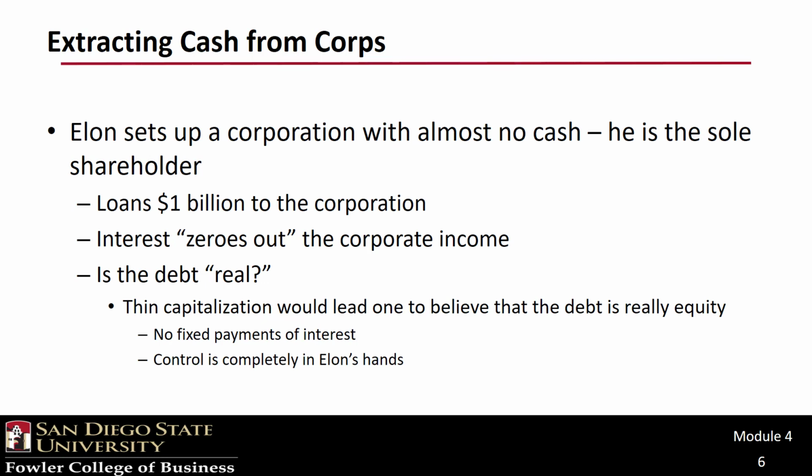As an example of a constructive dividend, let's consider Elon. So Elon has a small corporation with no significant cash, but loans it $1 billion. Given the inability of the small corporation to repay Elon, it is likely that the debt will be recharacterized as equity due to what is known as thin capitalization. As a result, the interest will be treated instead as a constructive dividend.